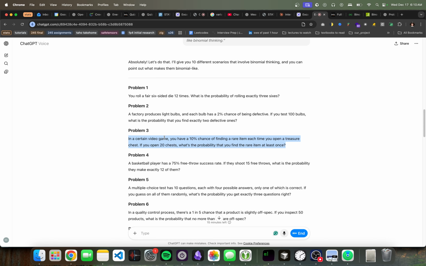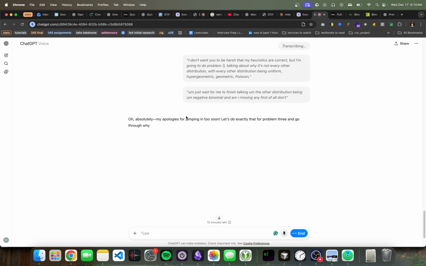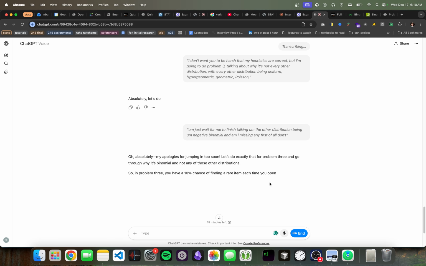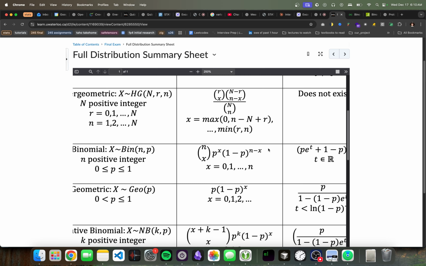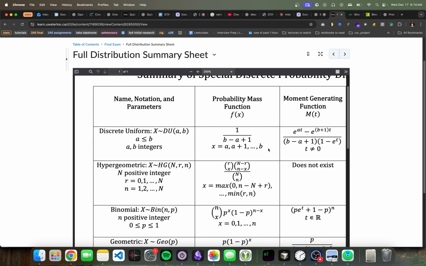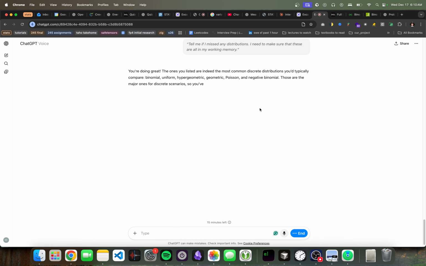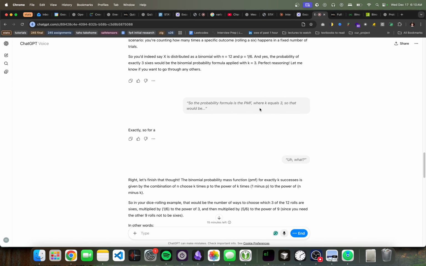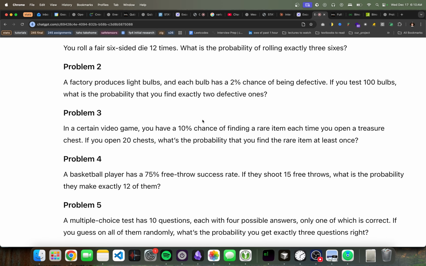My apologies for jumping in too soon. Let's do exactly that for problem 3 and go through why it's binomial and not any of those other distributions. I need to make sure that these are all in my working memory. You're doing great. The ones you listed are indeed the most common discrete distributions you typically compare: binomial, uniform, hypergeometric, geometric, Poisson, and negative binomial. Those are the major ones for discrete scenarios, so you've definitely got a solid set in your working memory.